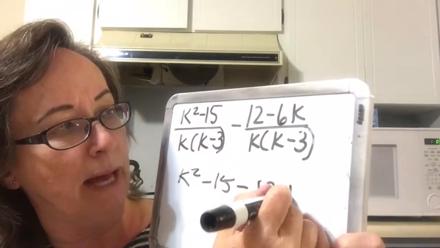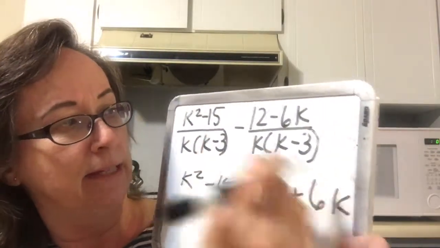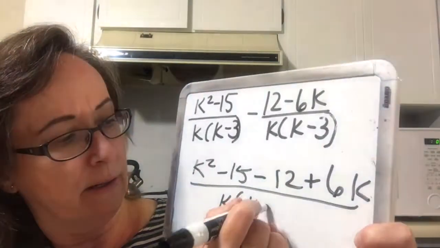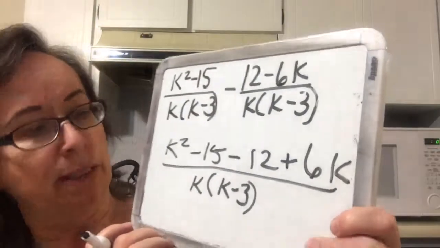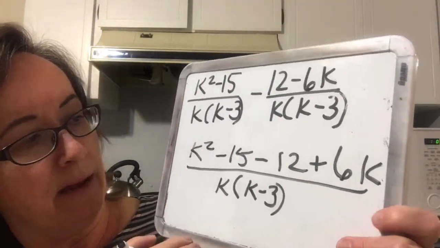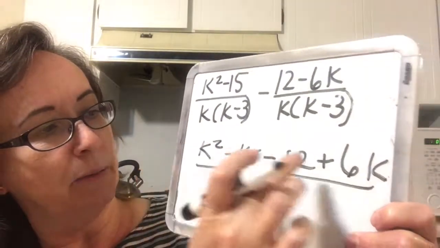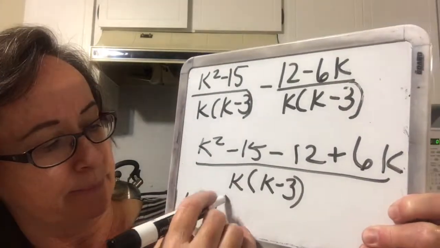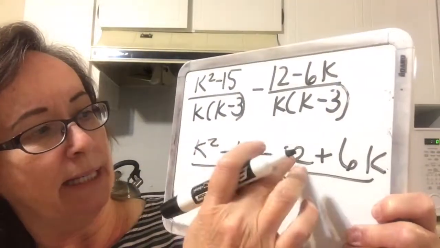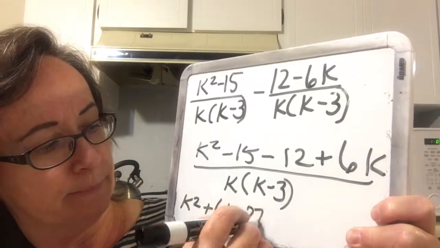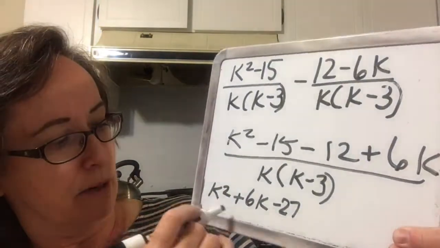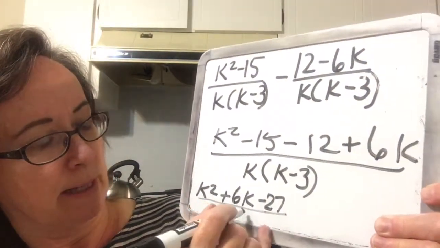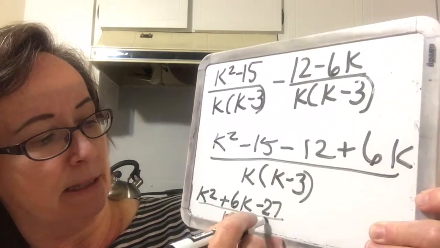Negative times negative is positive 6k. So this negative has to be distributed. That is a very common error. So I put it all over the common denominator. And now I need to simplify a little bit. This numerator is k squared plus 6k minus 27. And that's all over the denominator, which is k times (k minus 3).